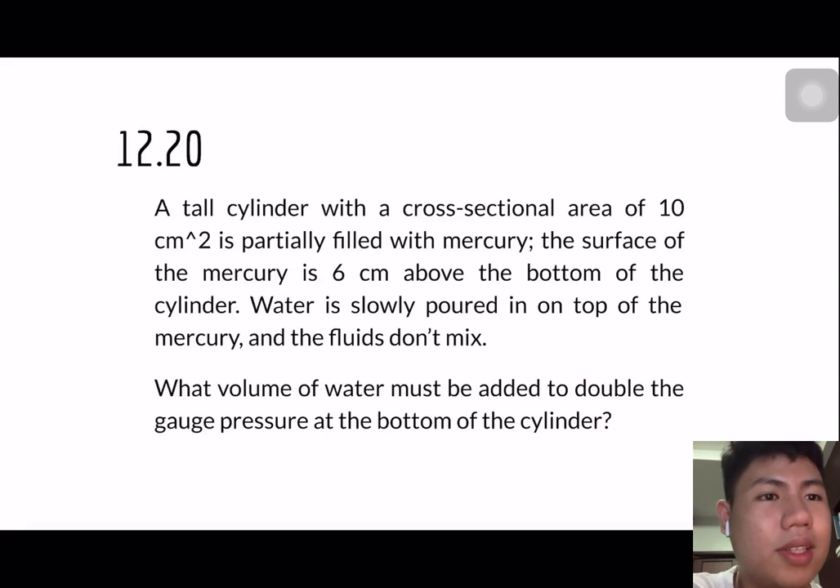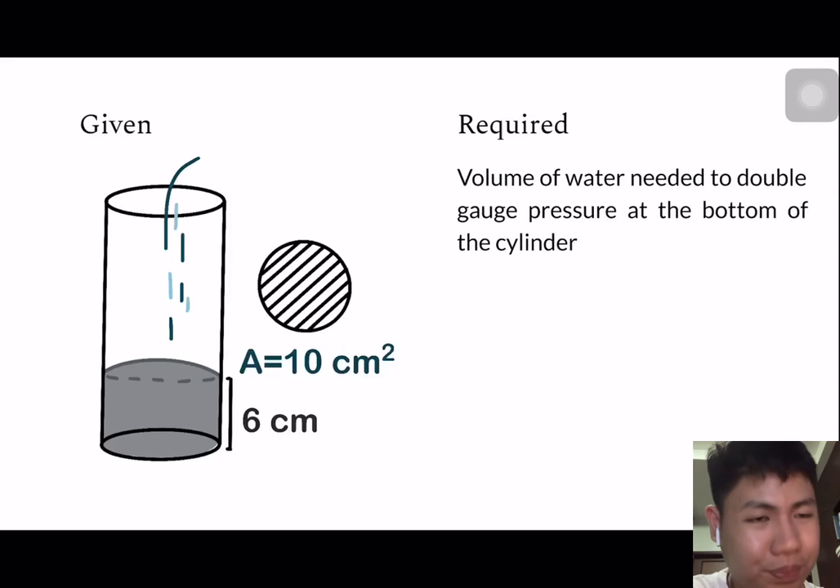So let's get right to it. A tall cylinder with a cross-sectional area of 10 centimeters squared is partially filled with mercury. The surface of the mercury is 6 centimeters above the bottom of the cylinder. Water is slowly poured in on top of the mercury and the fluids don't mix. What volume of water must be added to the cylinder to double the gauge pressure at the bottom of the cylinder? So here's a diagram, and we're looking for the volume of water needed to double the pressure.